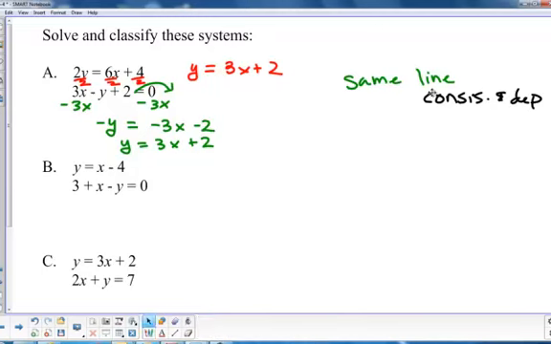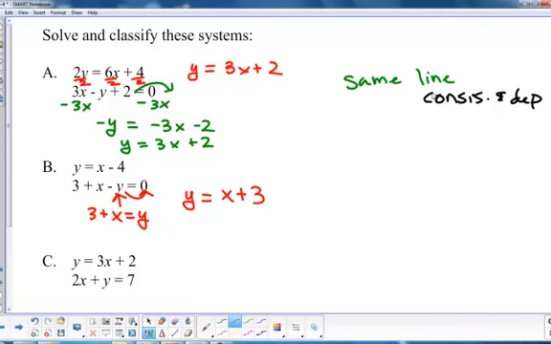Okay, the next one, let's again solve for y. So I'm just going to add y over here. It's actually the easiest way to solve for y. So 3 plus x equals y. So then if I rewrite this with my y on the left, and then in mx plus b form, it's like that. So this is the same slope, different y-intercept. These are parallel lines. Parallel lines have no solutions. No solutions is inconsistent.